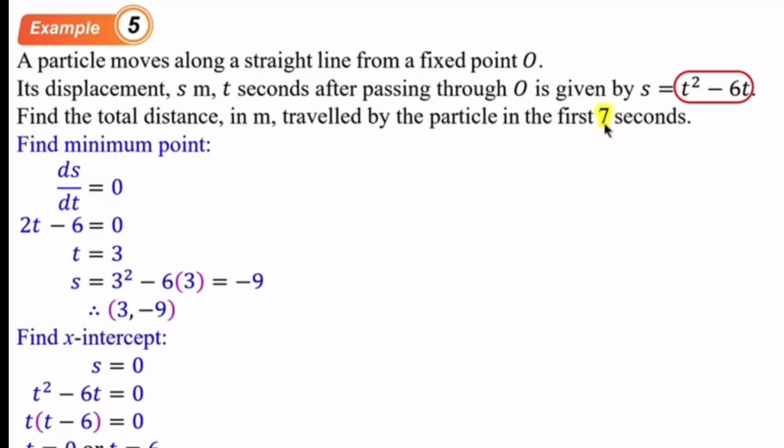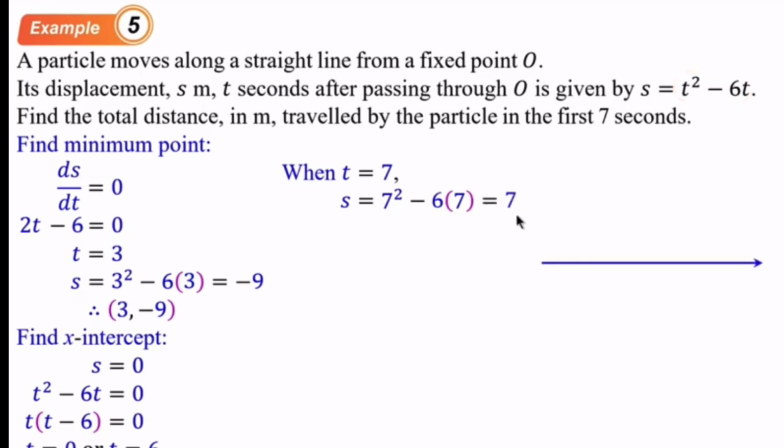Alright, and then the other point that we need to find is the last point, which is when t equal to 7. Where is the particle being displaced to? The particle is displaced to t squared minus 6 times t, so we will substitute 7. So it means that it's at 7 meters.